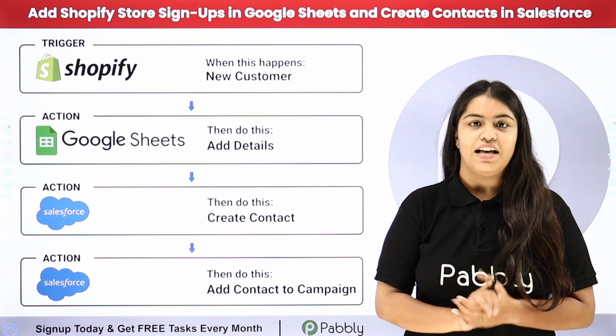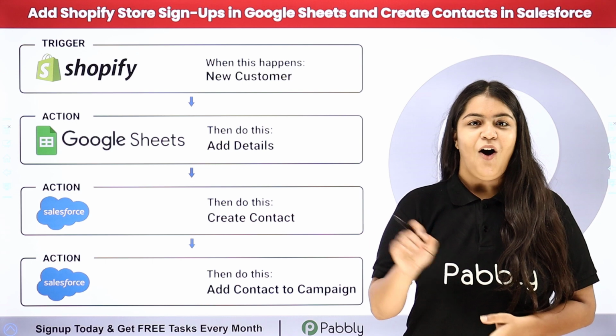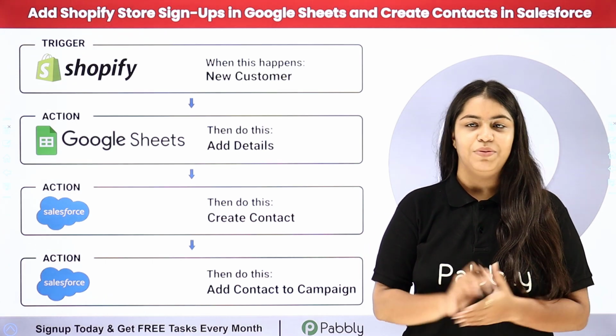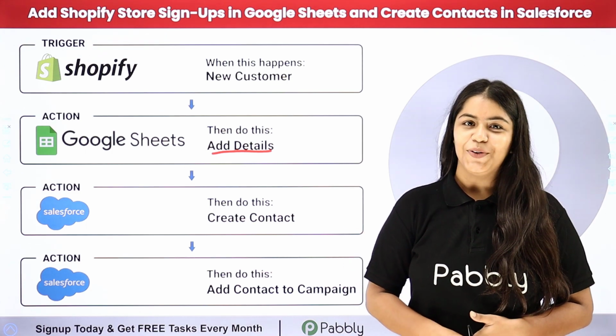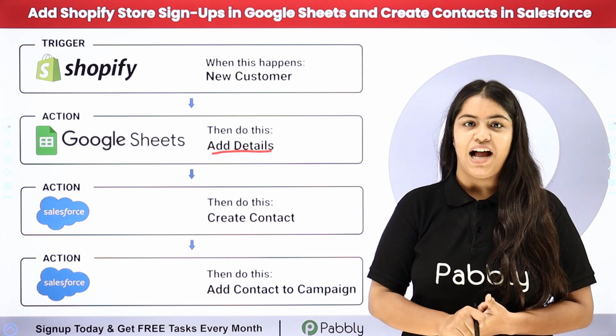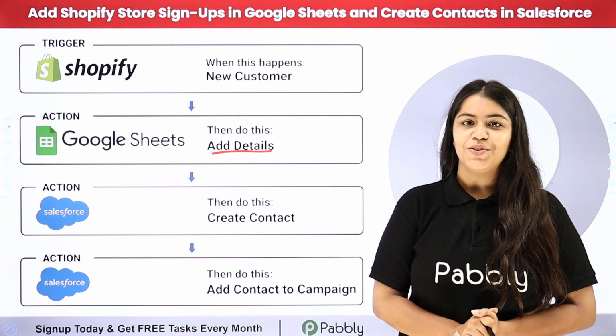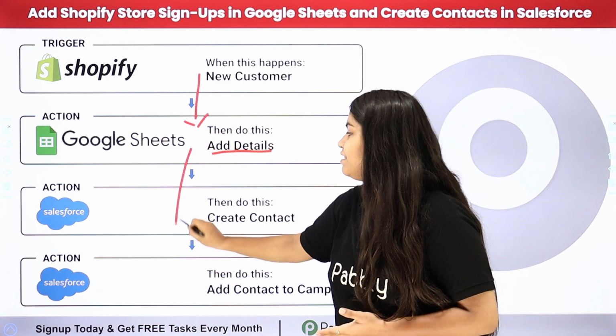So now I want that as soon as someone signs up on my store, which is before making the purchase, automatically the details of that should be added in my Google Sheets too, and with the help of same details, a new contact should be created in my Salesforce CRM too, and that contact should be added in a particular campaign. So to do this, we are going to create a connection between Shopify, Google Sheets and then Salesforce.